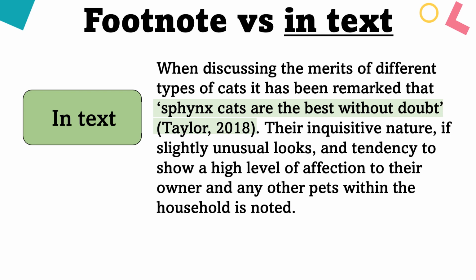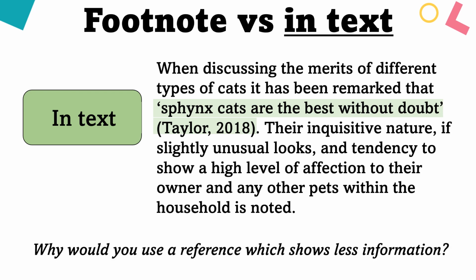Now, those of you with brains currently set to think will be puzzling on why we would use a reference which shows less information. In our footnote reference, we have the author and date, as well as a lot more information about the book, such as the title and publishing information. Here, in our in-text reference, we just have the author and date. In-text referencing is most commonly found in STEM subjects. This is because for people working in these fields, the most important thing is who undertook the research and when it was completed. Hence, we have a reference which only has the author and date.